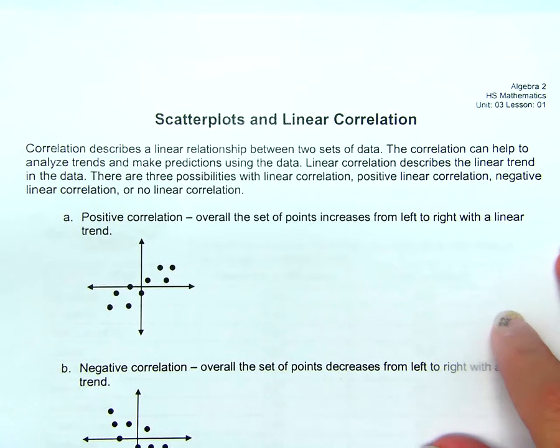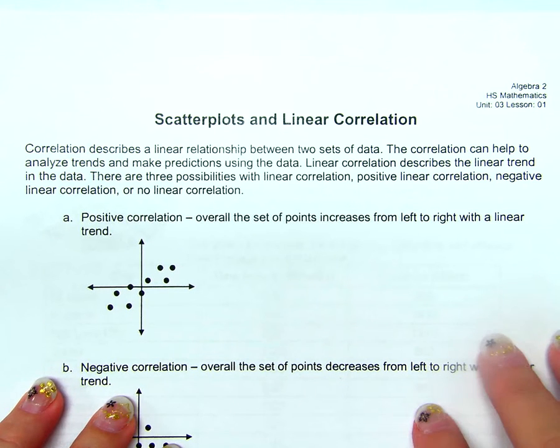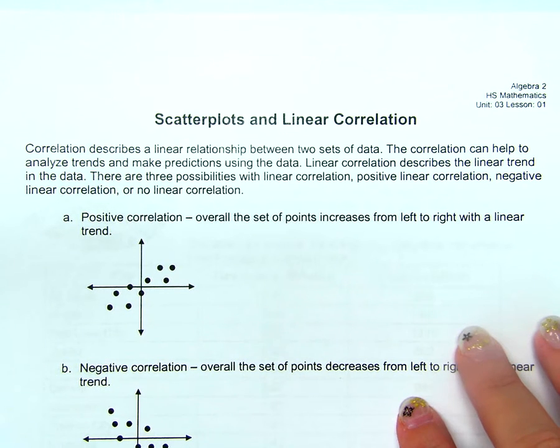Scatterplots and linear correlation is the first worksheet we're going to talk about today. Correlation describes a linear relationship between two sets of data. Okay, what's our objective today?